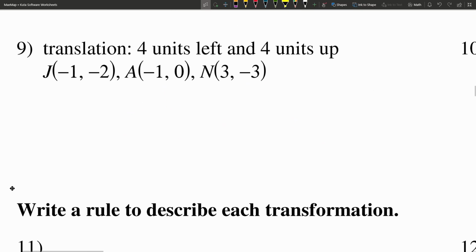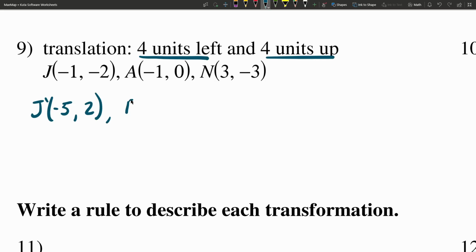Moving on to number 9, our translation is 4 units left. So we're going to be moving in the x direction towards the left. So subtracting from x and 4 units up. So that's the positive y direction. So adding 4 to y. So let's figure out J prime. J prime, moving 4 units to the left, that means that -1 minus 4 is going to get us to -5. And moving 4 units up, -2 plus 4 is going to give us a +2.